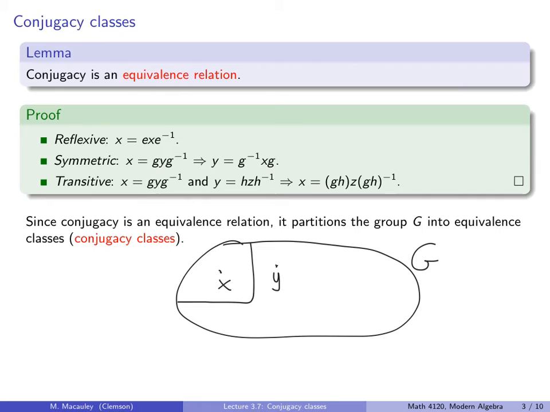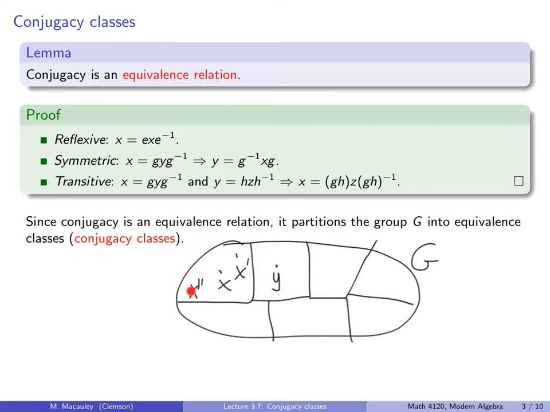You can keep doing that, and that will partition your entire group, because every element has to be in some equivalence class. Everything in the same equivalence class, you can think of as a family. You can say x is related to x prime. Well, obviously, x is related to itself. x prime has to be related to x. And if x is related to x prime, and x prime is related to x double prime, then x has to be related to x double prime.